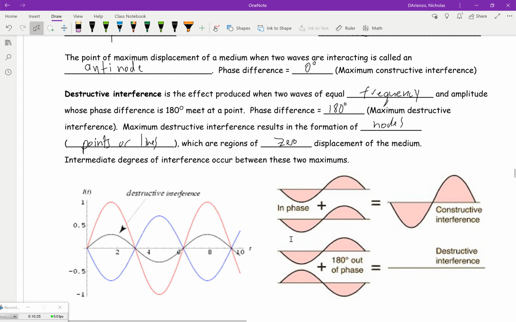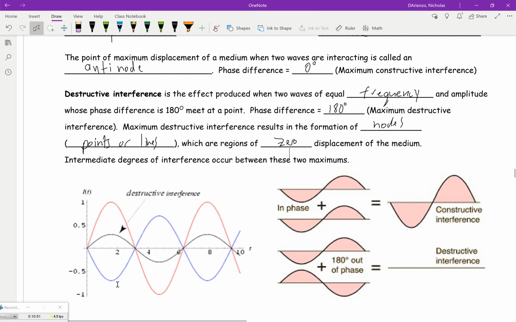So to see an example of this, we have two waves here, the red one and the blue one. And we can see the crest of the red one lines up with the trough of the blue one. Now this would be, as we can see here, destructive interference. These two waves are 180 degrees out of phase. A crest is lining up with the trough.